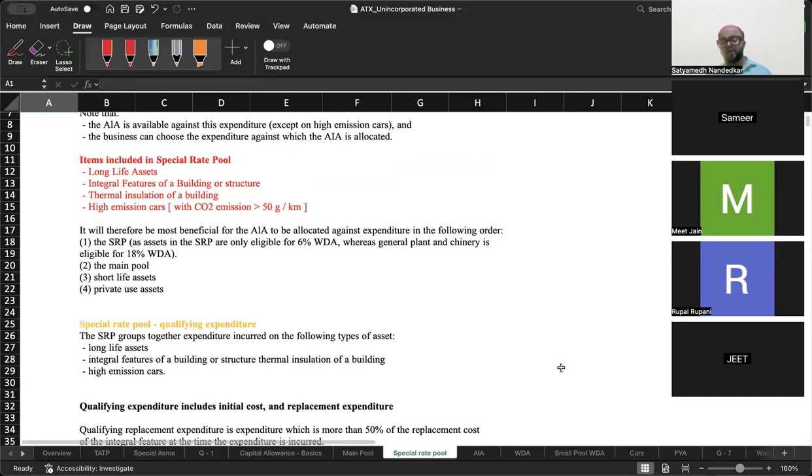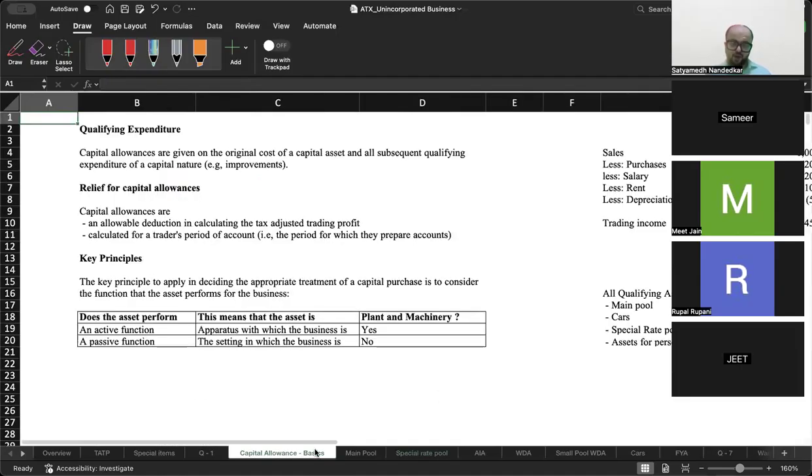Then integral features of a building or structure, and thermal insulation, that is, the heating you install for buildings in winter time, is included, and high emission cars, that is cars with CO2 emissions of greater than 50 grams per kilometer.